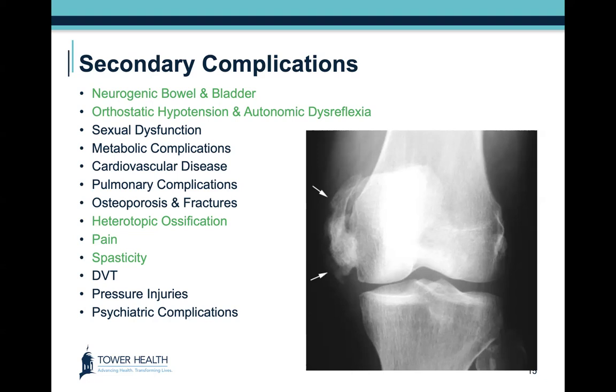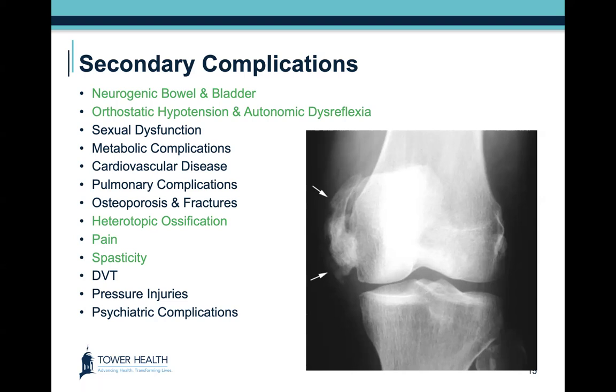What is HO? Basically, it's bone forming in places where bone shouldn't be forming. So you can see here on the image that I have, you have this X-ray. It's going to be your femur up top. Right here, you can see on the outside what these white arrows are pointing to. That's going to be some bone matrix being deposited. And the way I like to think about this is it's very common below the level of injury.